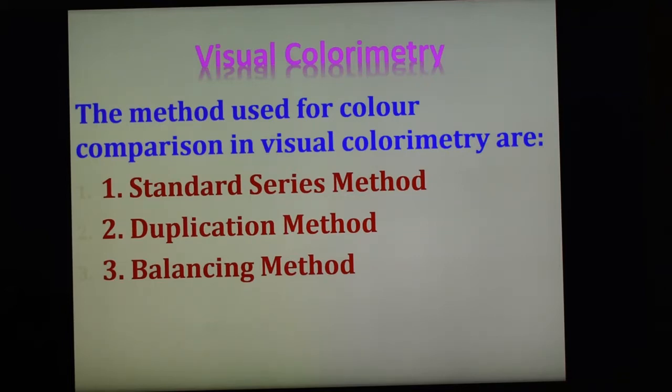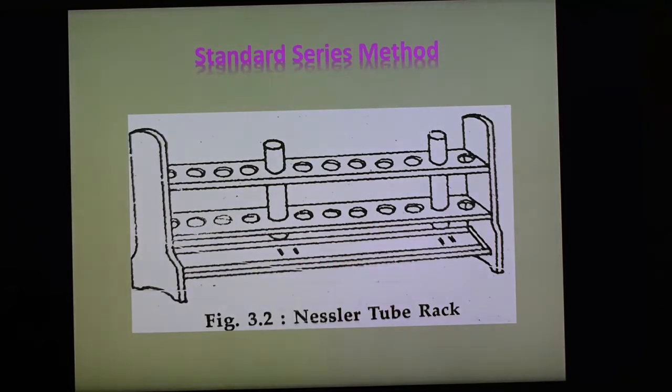But now we are going to see in slight detail the three different methods. The first method is the standard series method. In this method, the Nessler's tube rack is shown in the figure, and the intensity of the unknown solution is compared with that of a series of standard solutions of known concentration. The concentration of the unknown is equal to that of the standard solution having the same intensity of color. Colorless glass tubes having uniform cross section with flat bottom are generally used. They are known as Nessler tubes.